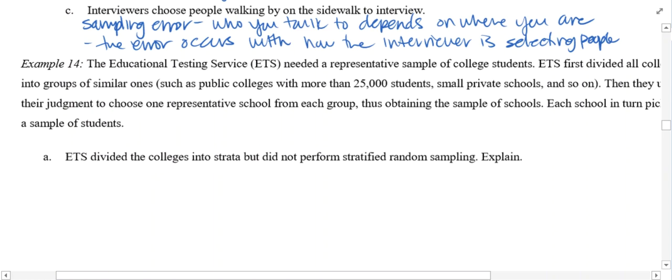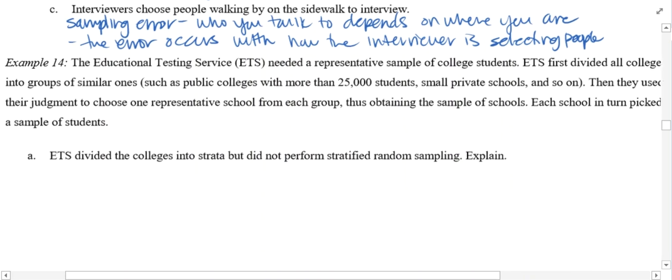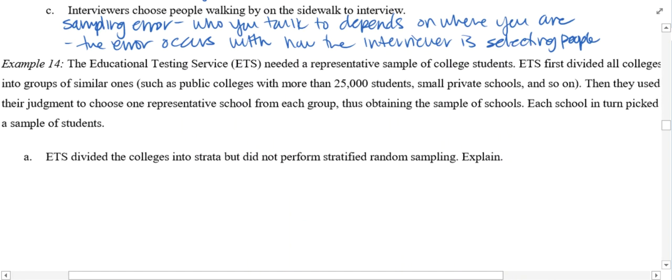All right, number 14. The Educational Testing Service, ETS, needed a representative sample of college students. ETS first divided all colleges into groups of similar ones, such as public college, where more than 25,000 students are, small private schools, and so on. Then they used their judgment to choose one representative school from each group, thus obtaining a sample of schools. Each school, in turn, picked a sample of students. So ETS divided the colleges into strata, but did not perform stratified random sampling.